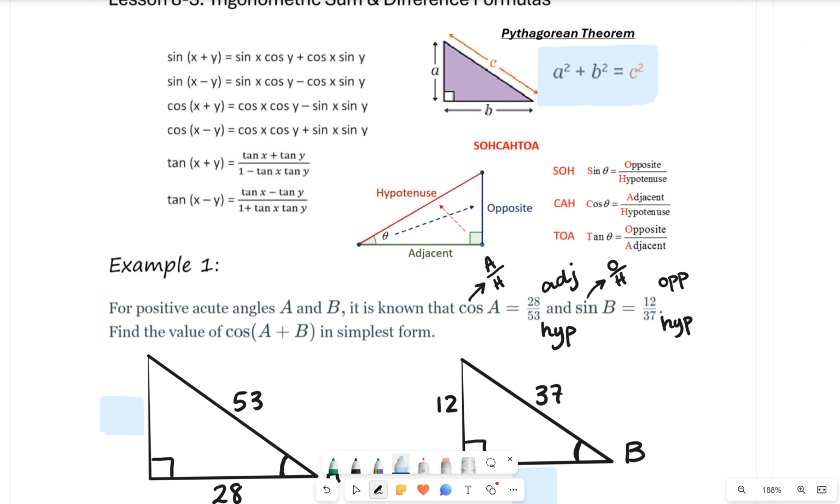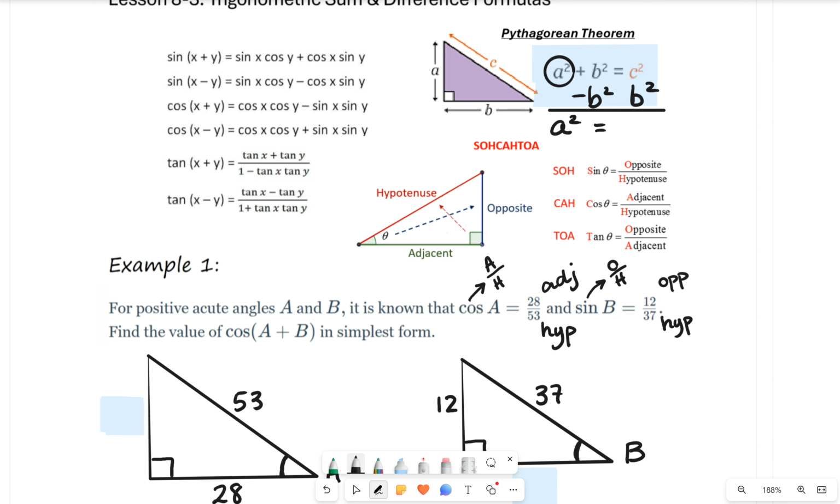So what are we going to do? Well, right now what we are missing is a leg squared. Notice we are missing one of the legs in the first triangle. So what I'm going to do is subtract both sides by the leg so that I can solve for that missing side leg.